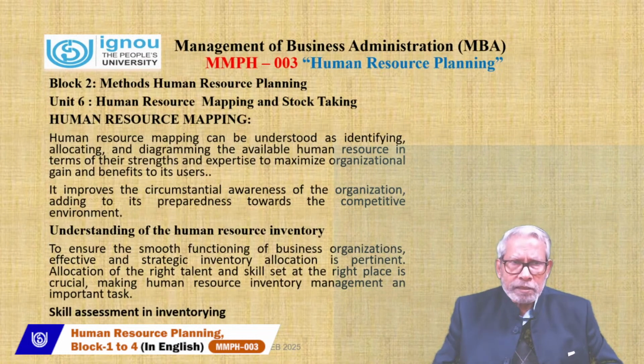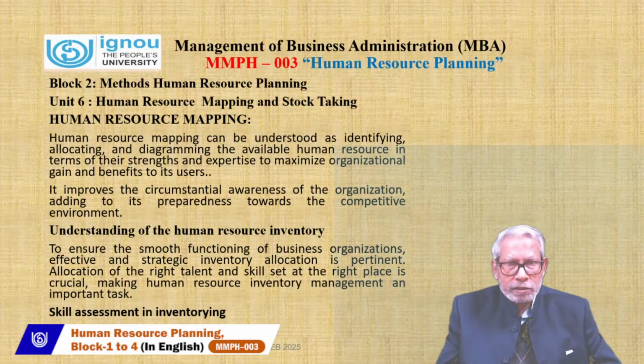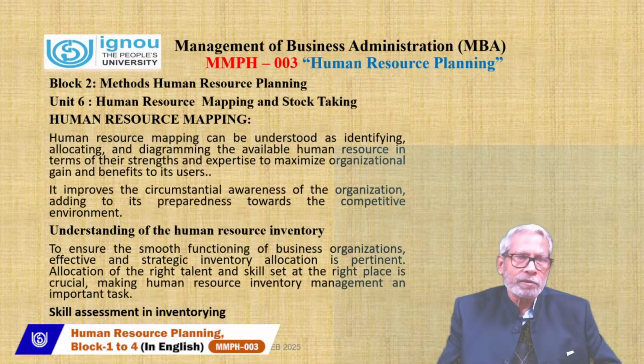Then mapping. Mapping basically you have to map out and allocate and diagram available human resources in terms of their strength and their expertise, and maximize the organizational gain and benefits to the users. So when you know the capacity, their competency levels, skill levels, then accordingly you can calculate these gains and the benefit of the users.